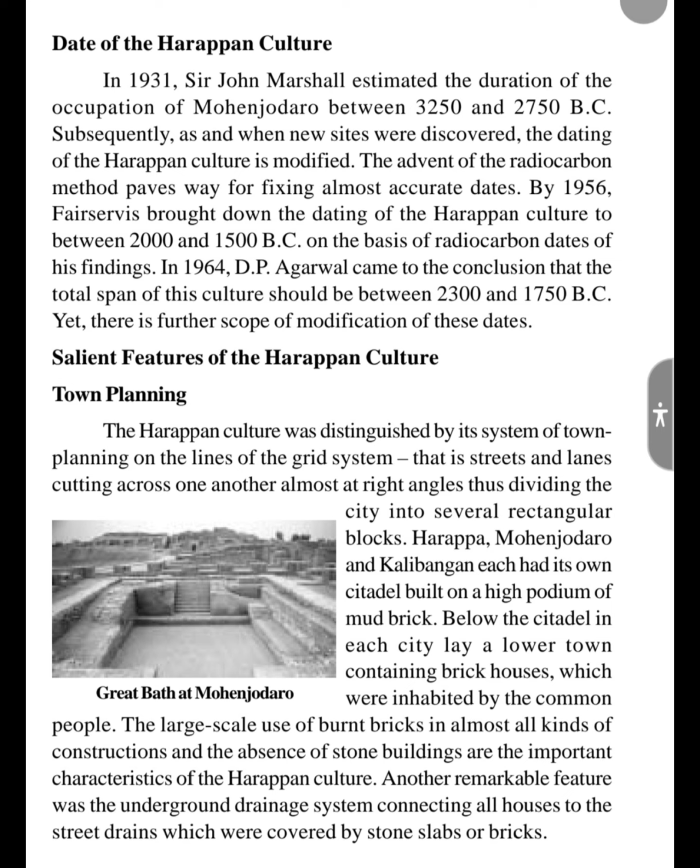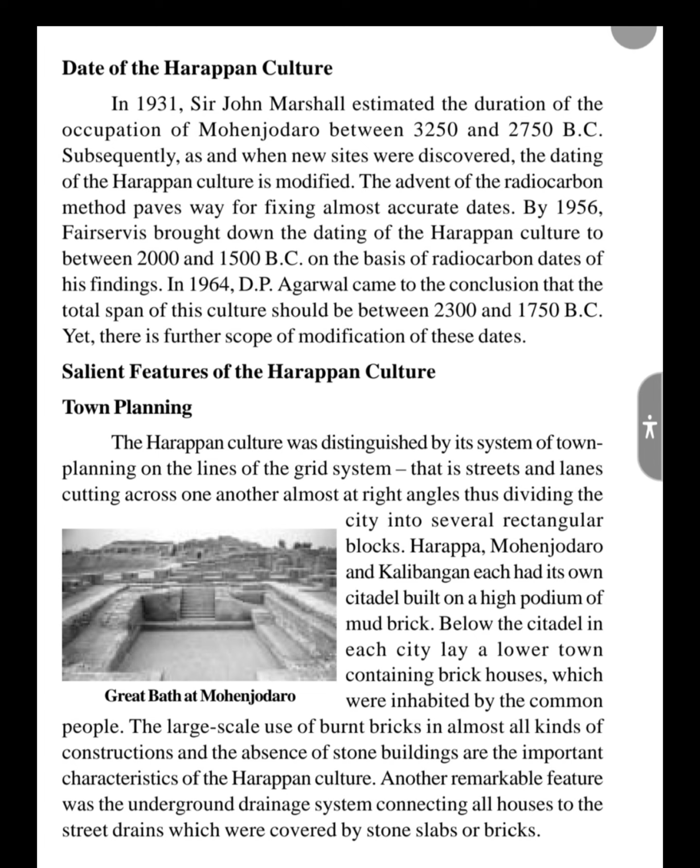By 1956, Fairservis brought down the dating of Harappan culture to between 2000 and 1500 BC on the basis of radiocarbon dates of his findings. In 1964, D.P. Agrawal came to the conclusion that the total span of the culture should be between 2300 and 1750 BC, yet there is further scope of modification of these dates.